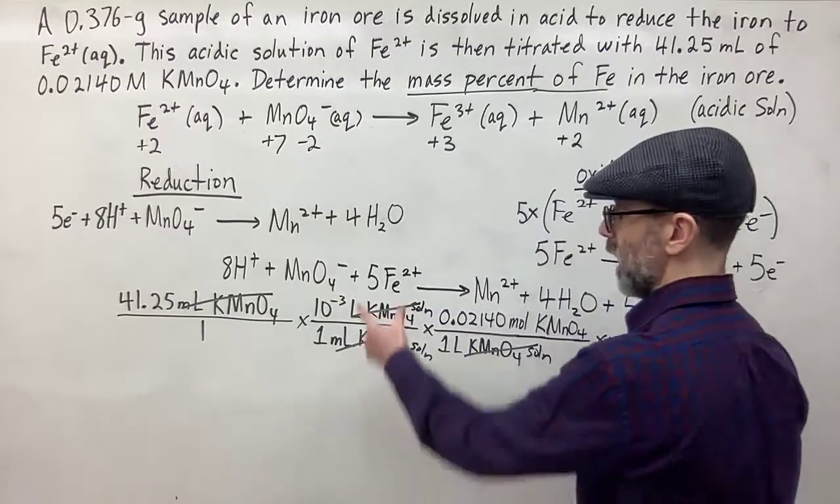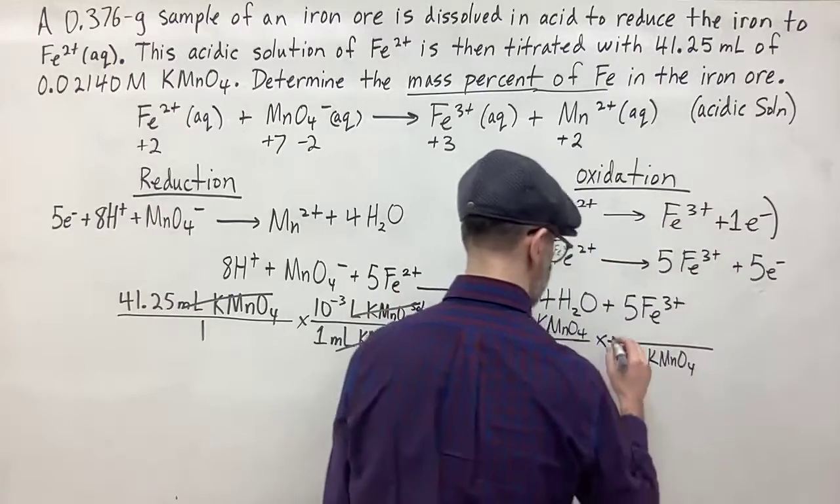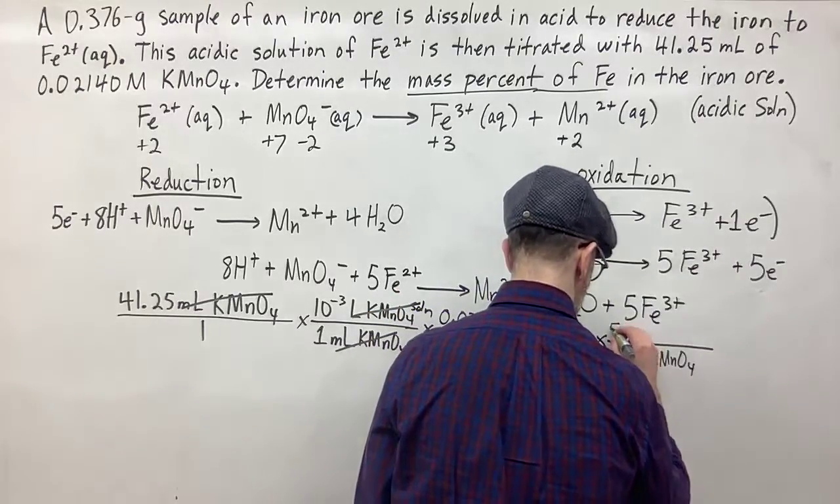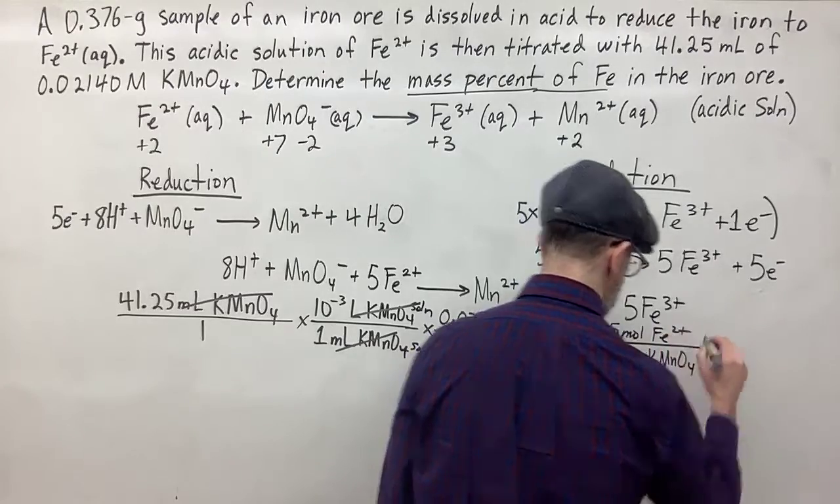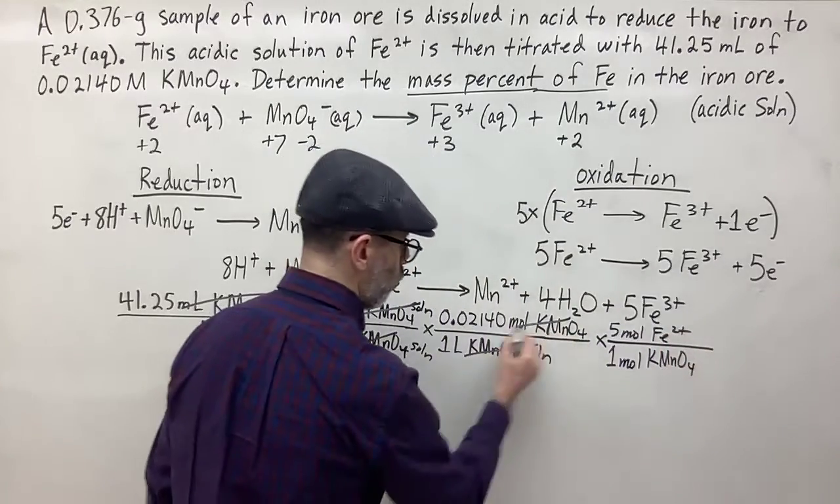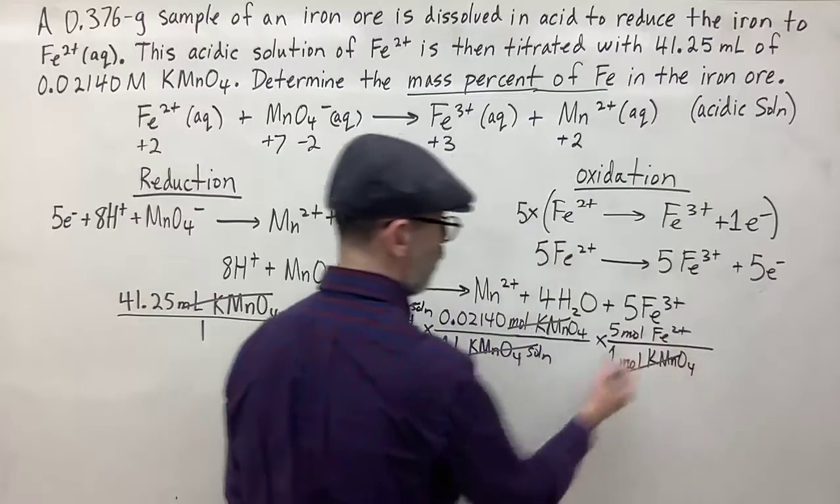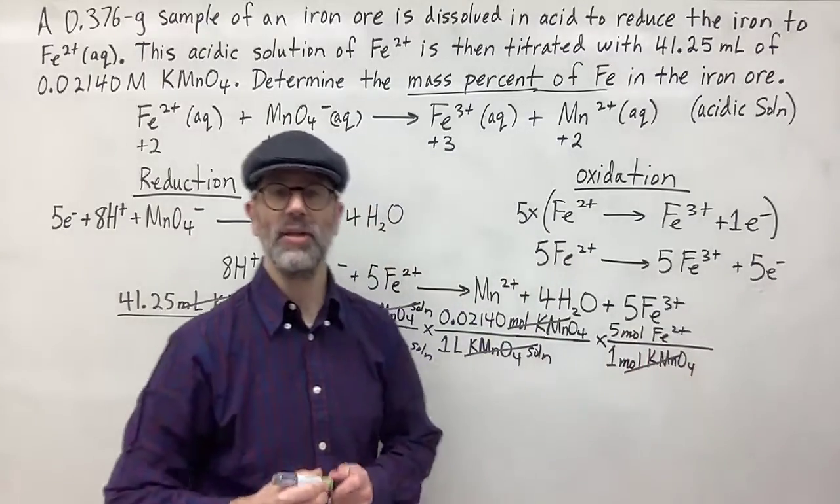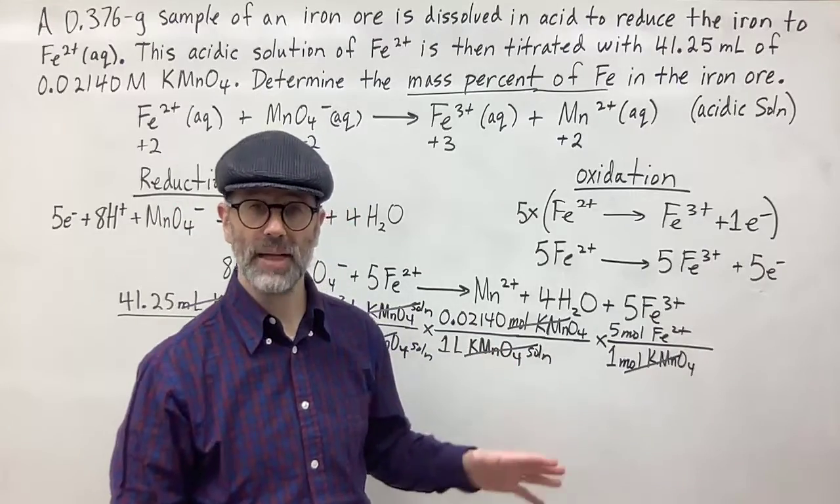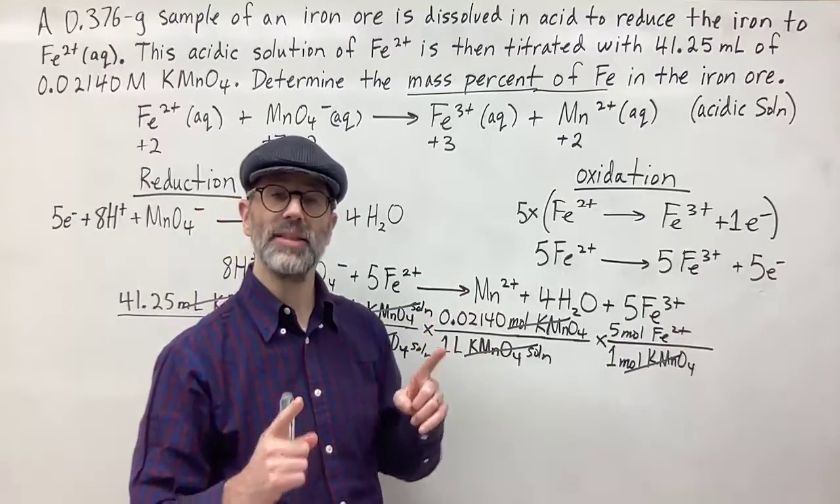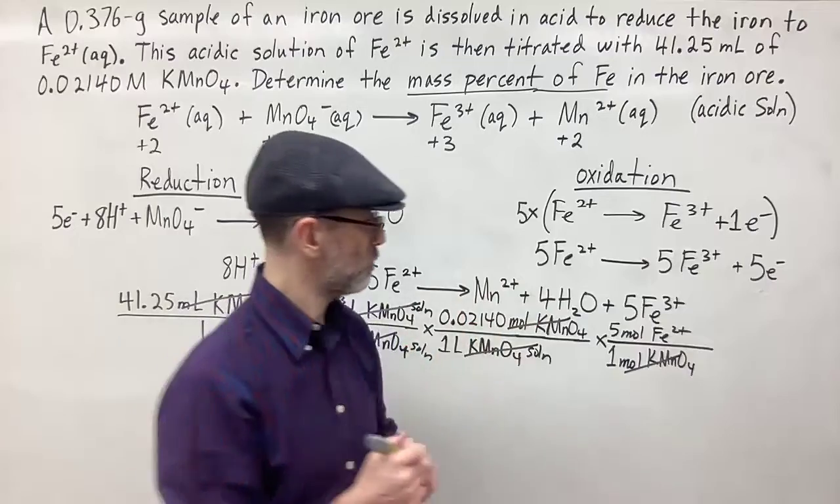And then on the top, I'm going to put 5 moles of Fe2+. So 5 moles of Fe2+. So now the moles of KMnO4 are going to cancel out. Now I have moles of the iron. Now my last step is to convert to grams using the molar mass, because molar mass is a relationship between grams and moles.